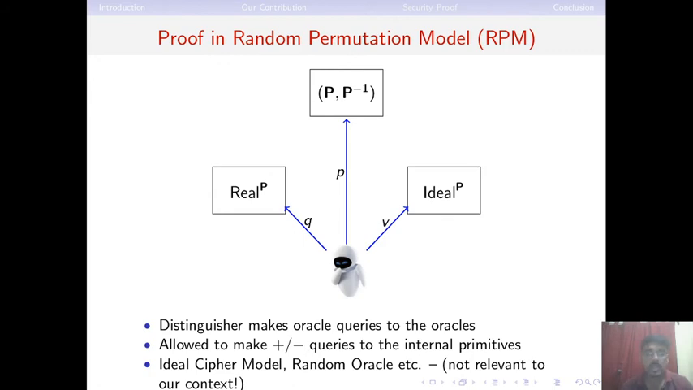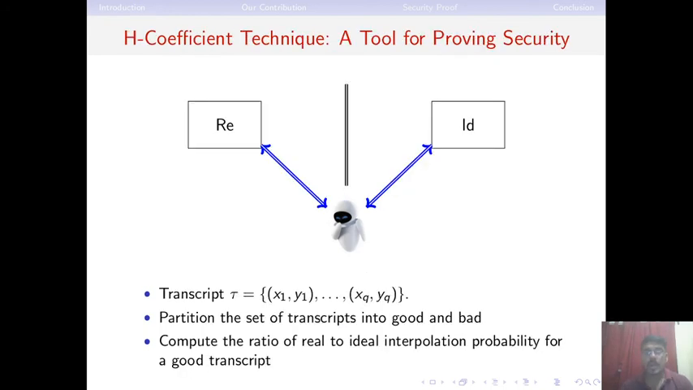So the distinguisher is allowed to make oracle queries to the oracles, but in addition to that, it is also allowed to make forward and inverse queries to the internal primitives. This model is basically a resemblance of the ideal cipher model or the random oracle model, but these models are not relevant to our context. So we will prove the security of these constructions in the random permutation model. And in order to prove the security of this construction, the H-coefficient technique comes as a handy tool.